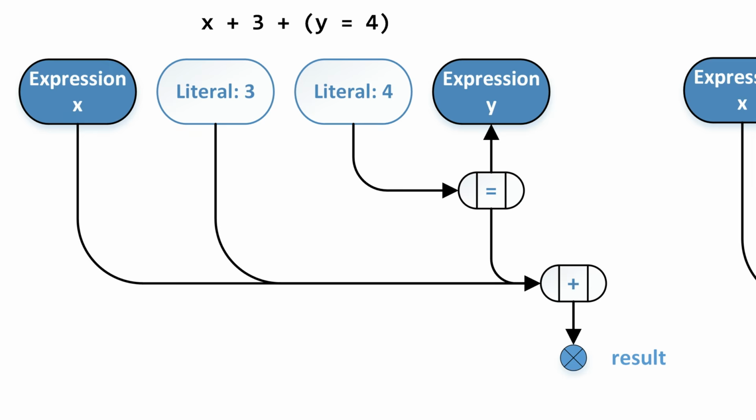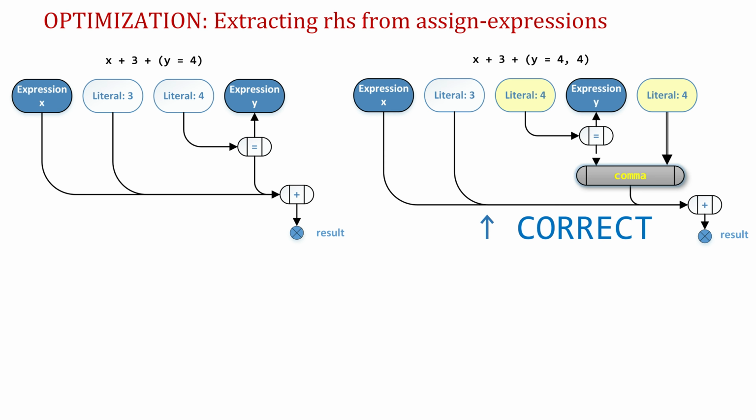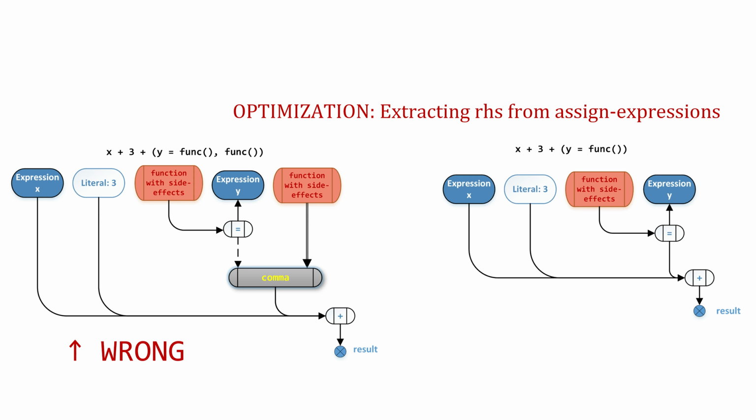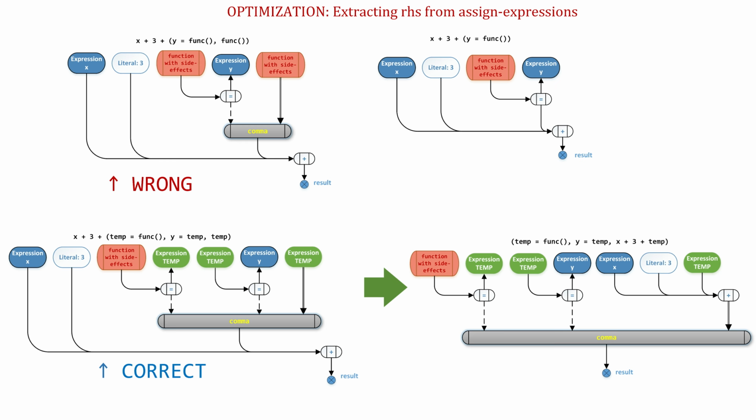The correct way to optimize this is shown on the right. A comma expression is created between the assignment and the plus operation, and the right side of the assign expression is duplicated. This way, other optimizations in this program will eventually convert this expression like this. The result is exactly what we wanted in the first place. 4 is assigned into Y and the X plus 7 is calculated, and this value is the result of the expression. However, if the right-hand side of the assign expression has side effects, the optimization I proposed here would be a mistake, because it causes the expression to be evaluated twice. This is what must be done instead. The result of the side effect expression is assigned into a temporary variable, and that temporary variable can then be copied as many times as necessary.